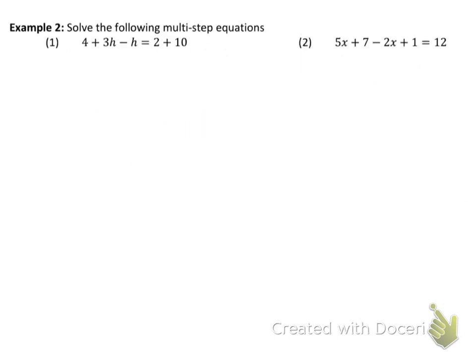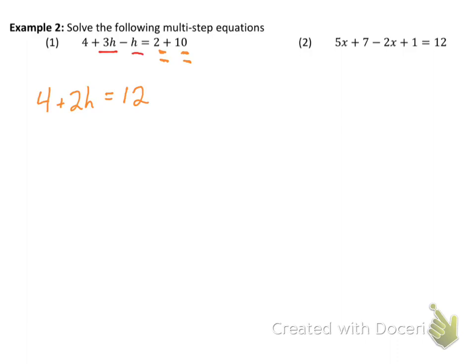So let me walk through a couple more examples, and then I'll give you some time to practice some. So first thing you want to identify, your common terms. I got a 3h minus h, and I also have, on the right-hand side of the equation, 2 and 10. So if I combine like terms here, I'm going to get 4 plus 2h, 3h minus h is 2h. And then on the other side, I got 2 plus 10, which gives me 12.